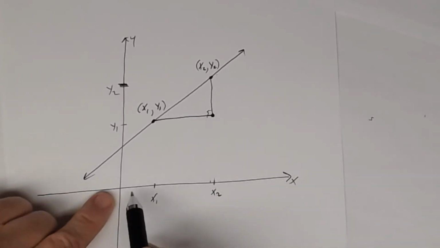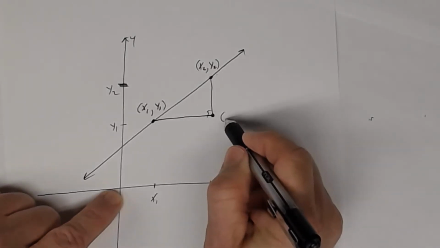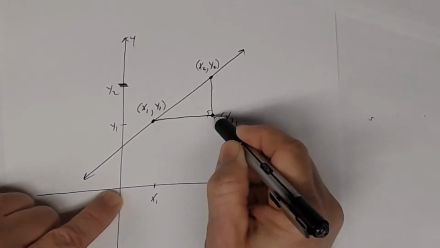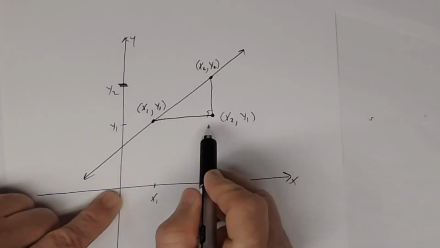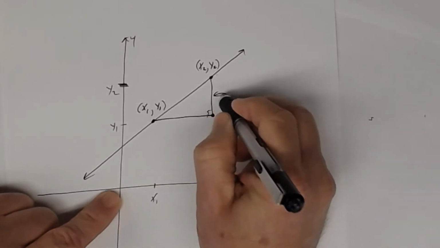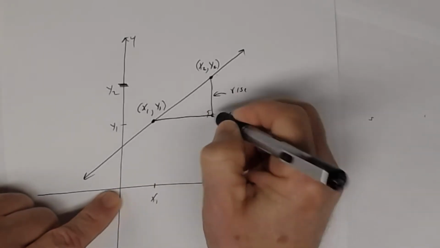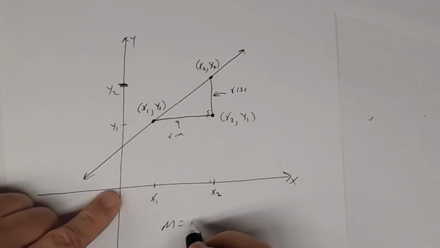Well, that's easy because you start at the origin. You're going to go to the right x2. So that's x2 for the x coordinate. And you're going to go up y1. So this point has coordinates x2, y1. All right, now here's the rise. We're going up and down as we rise. And then this is the run. So the slope, remember, is rise over run.